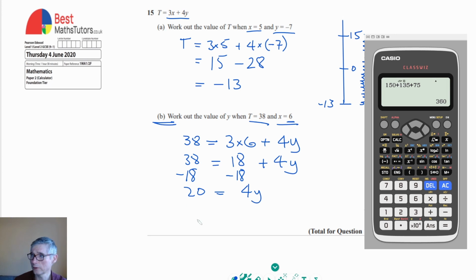And then to find out what y would be, all I need to do is divide, because this is times 4y. All I need to do is divide by 4. So I'll end up with 20 over 4 equals y. And in fact, 20 divided by 4 is 5. So we know that y is equal to 5. And that's it. We've finished it.